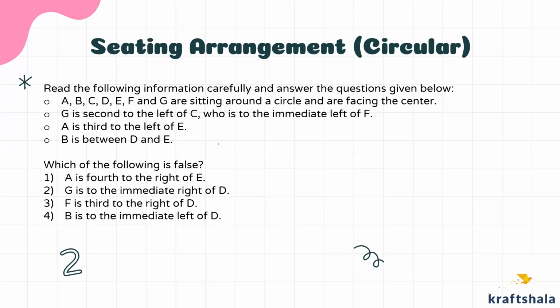So there are 7 people who are sitting around a circle. So one, two, three, four, five, six. Seventh person, it's up to you. You can sit here. You can make him sit here.